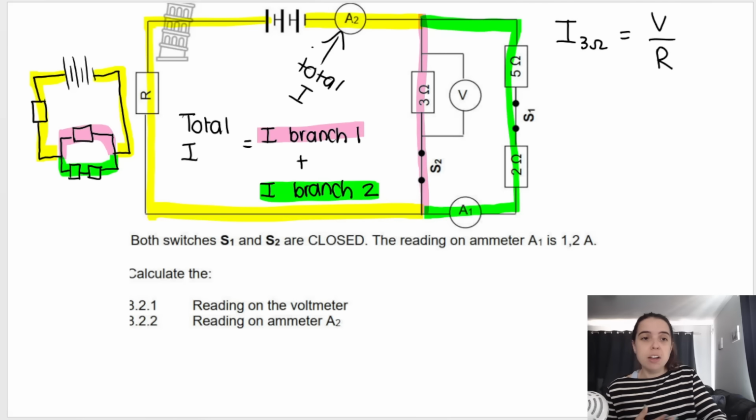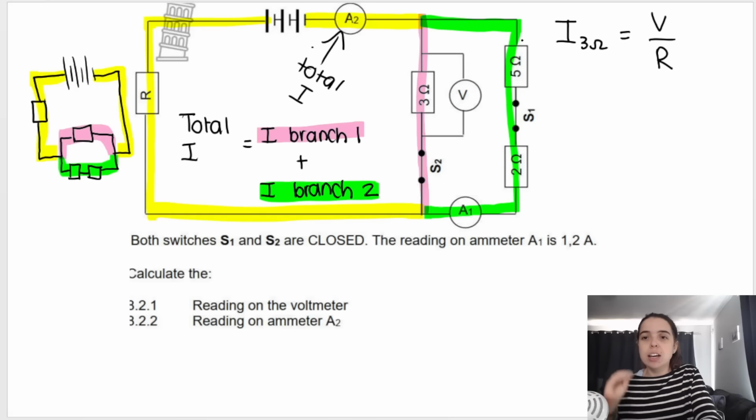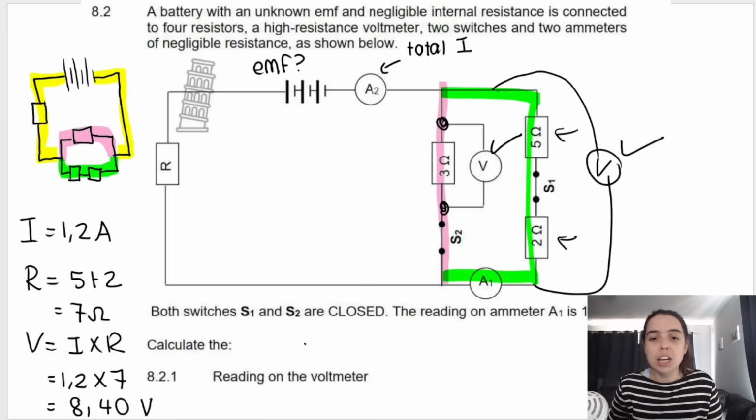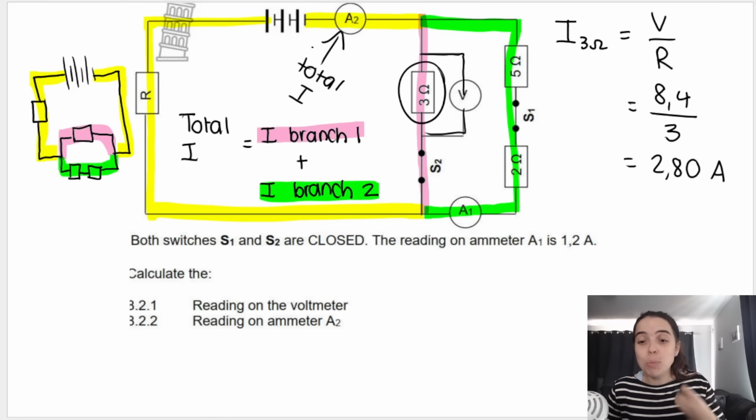That is a formula that you get on the formula sheet. It's this one over here, just I've rearranged it. I is equal to V over R. Remember the voltage over here we calculated in the previous question. It was 8.4 volts. So 8.4 divided by the resistance, which is 3 ohms. And I get 2.8 amperes, but remember that's not your final answer.